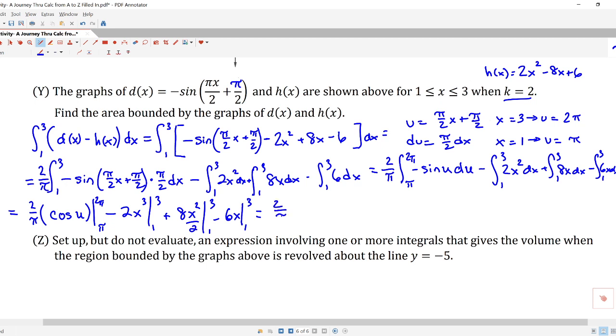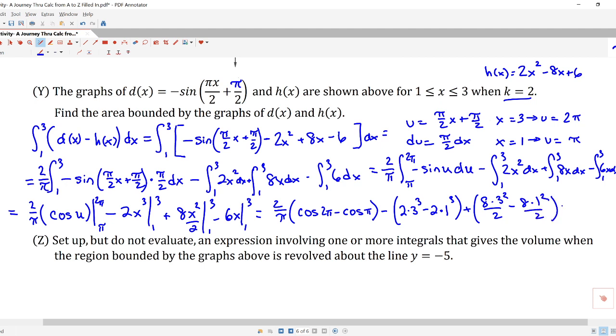So I get 2 over pi. Now the fundamental theorem, so cosine of 2 pi minus the cosine of pi, minus, now let's do the same thing, so 2 times 3 cubed minus 2 times 1 cubed plus 8 times 3 squared over 2 minus 8 times 1 squared over 2, minus 6 times 3 minus 6 times 1.